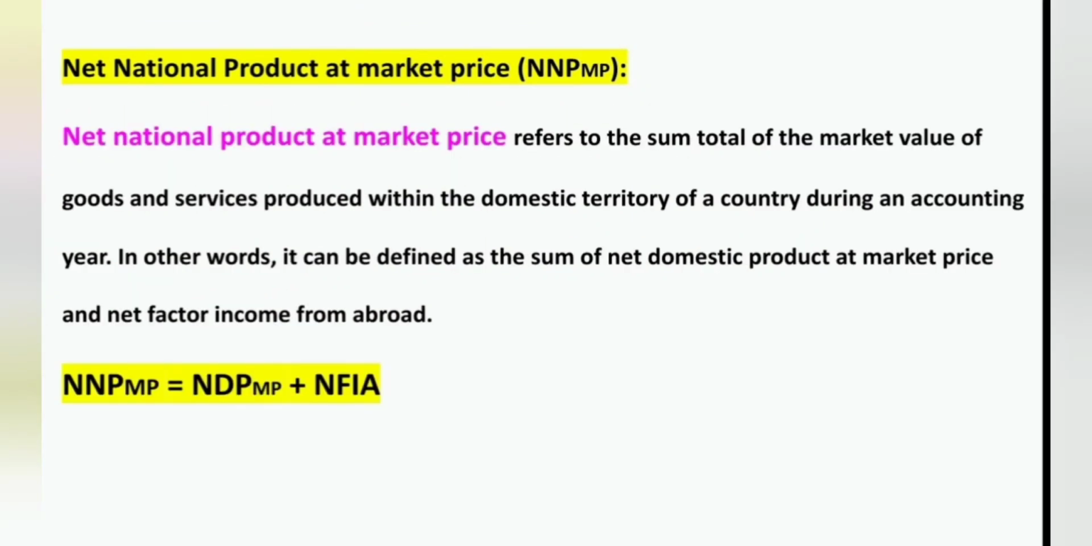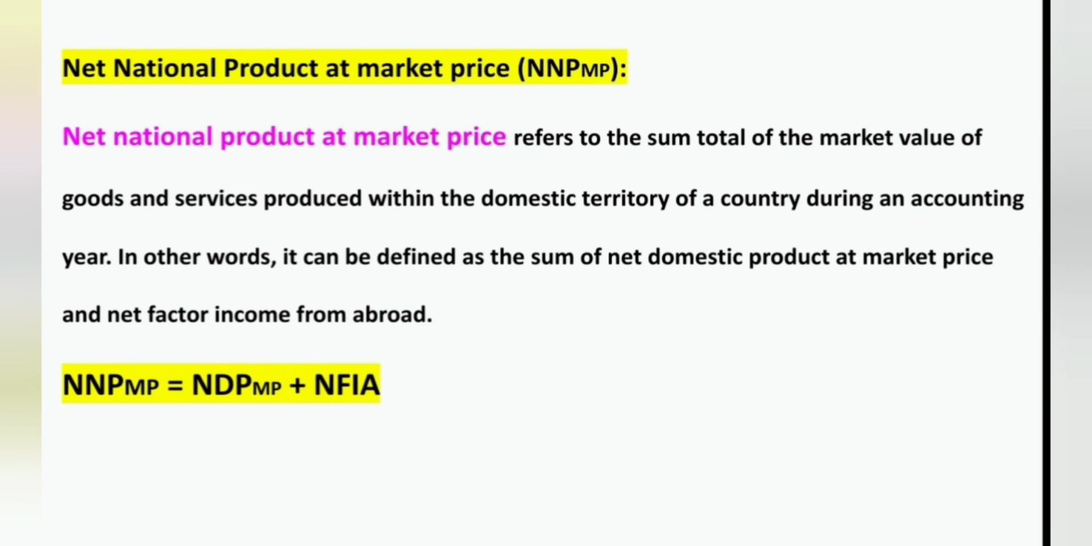Next is net national product at market price. It refers to the sum total of the money value or market value of all the final goods and services produced within the domestic territory of a country during an accounting year. Please take care, kindly write market value or money value of all the final goods and services produced within the domestic territory of a country during an accounting year. In other words, it is the sum of NDP at market price or net domestic product at market price and net factor income from abroad.